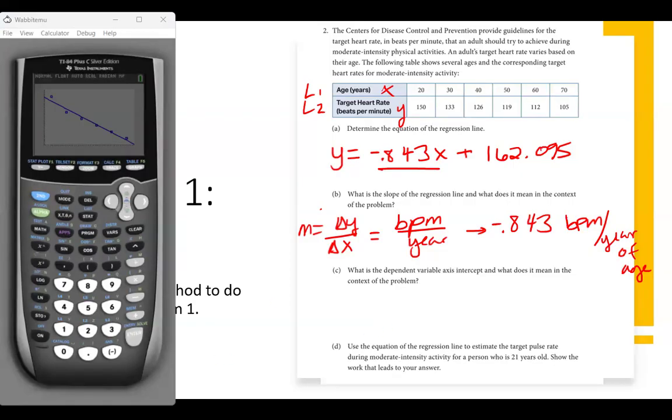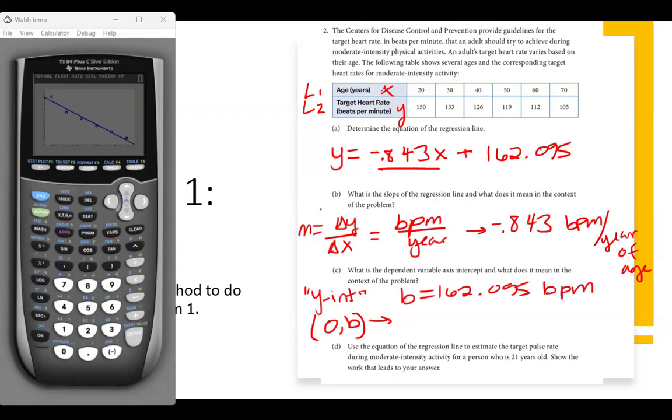Okay. Your dependent variable axis of intercept, that's just the longest way of saying what is your y-intercept. All it's asking you for is your y-intercept. Your y-intercept is when x equals 0. Do you remember that? So we're looking for 0, comma, our b value. And what is ours? 162, right? So we know that b equals 162.095. And this is beats per minute.